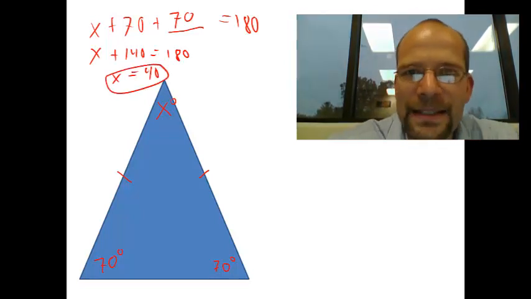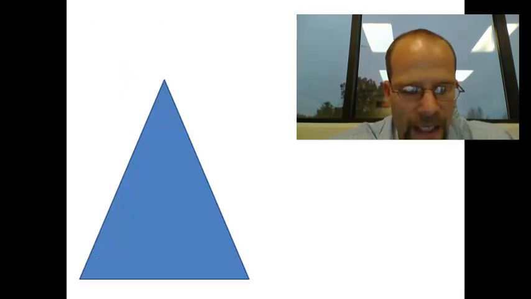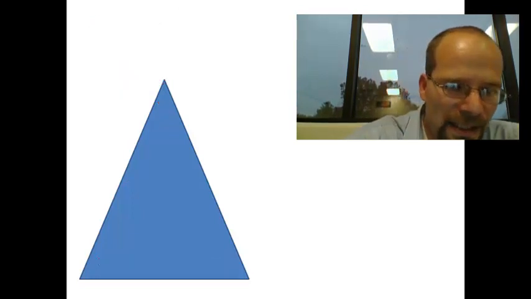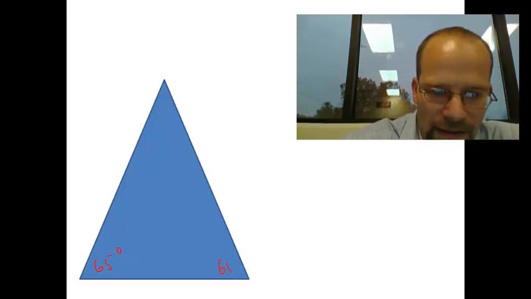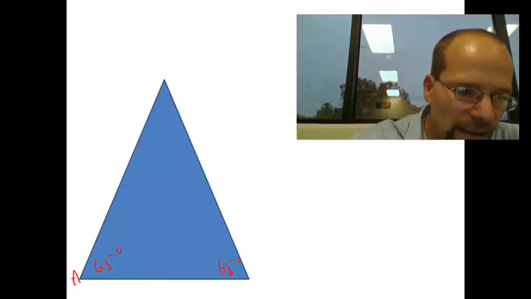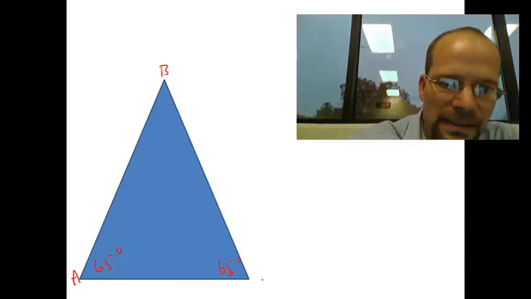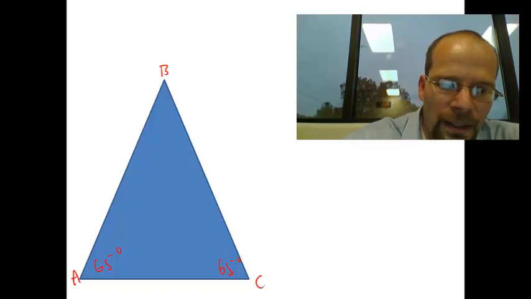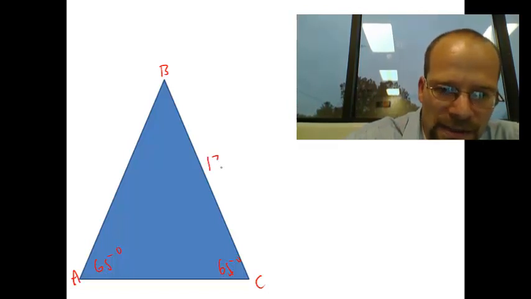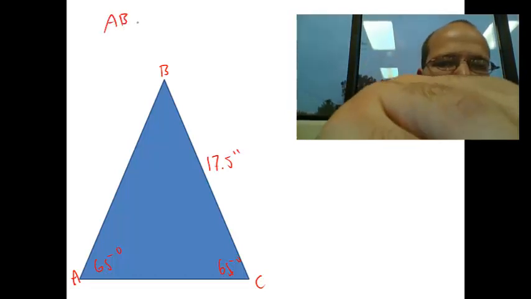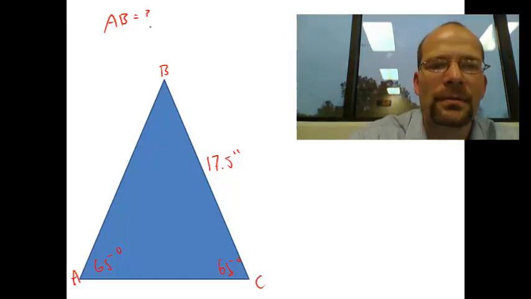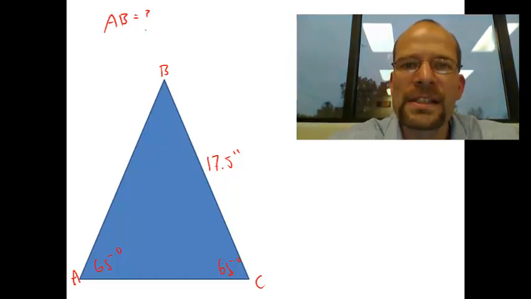Now, that's a pretty typical problem. Suppose we had a different but related problem that said this was 65 degrees, and this was 65 degrees. And let's just call this triangle ABC. And suppose we knew that this was 17.5 inches, and I'm asking what is AB? AB equals what? What is the measure of segment AB?